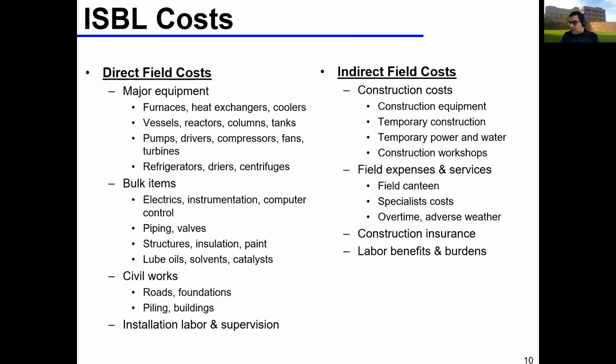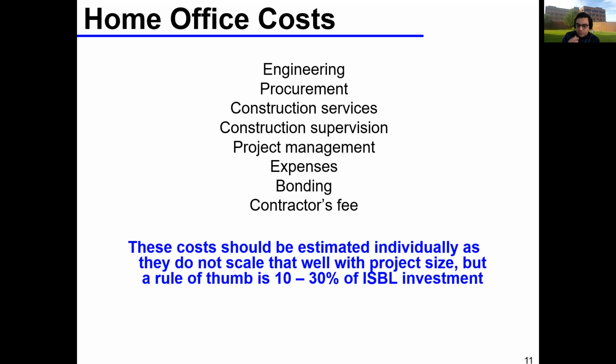Okay, and this is what falls under each of these types of costs: your direct field costs, your major equipment, your bulk items, your civil work, installation, labor, and supervision; your indirect field costs, your construction, your field expenses, insurance, labor benefits, all the stuff; your home office costs or engineering, procurement, and other services, etc. And these costs should be estimated individually.